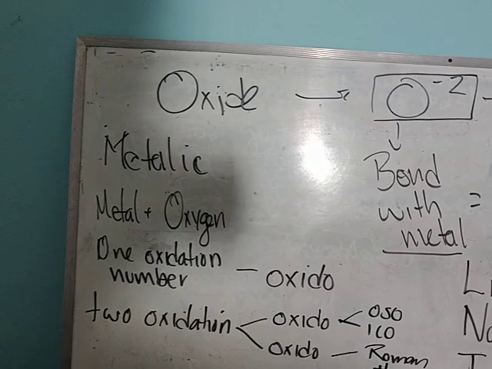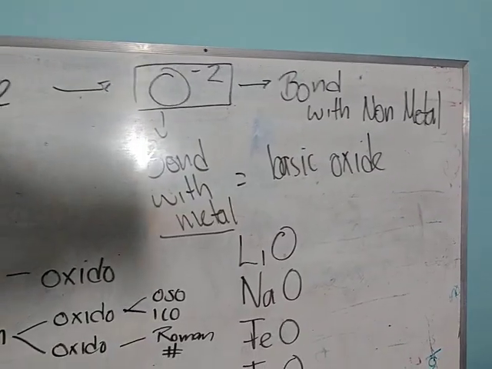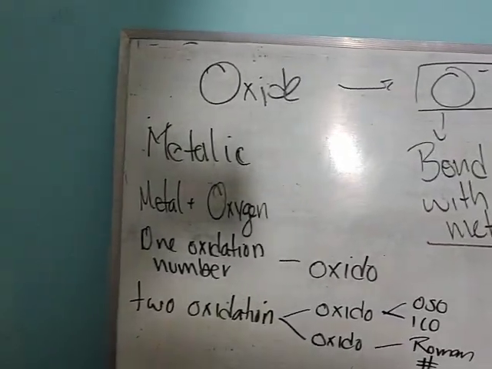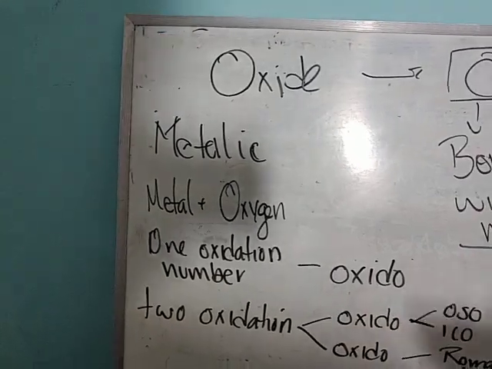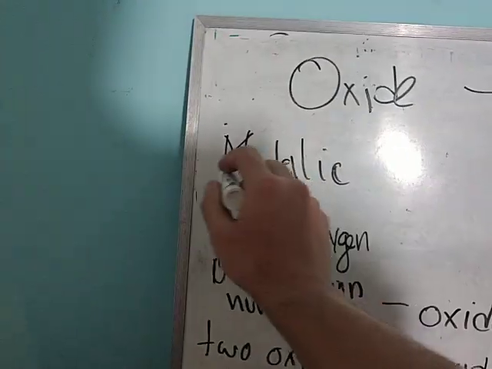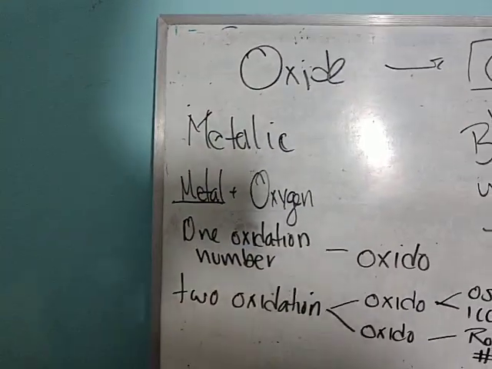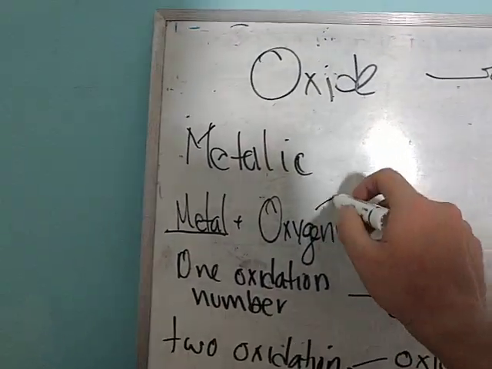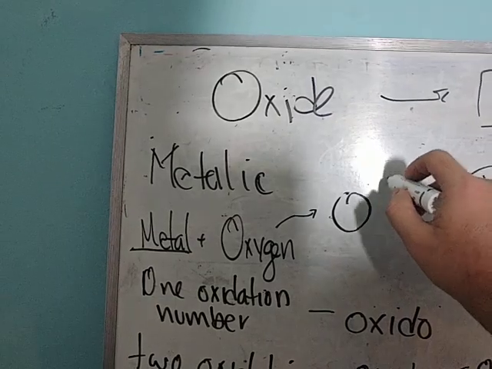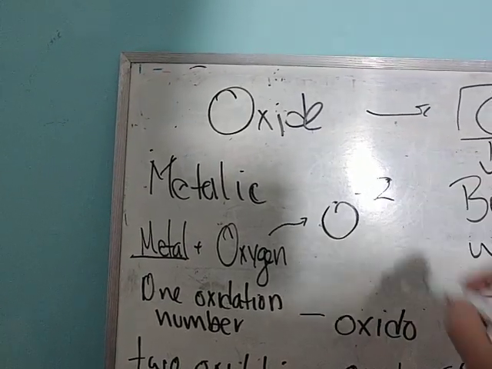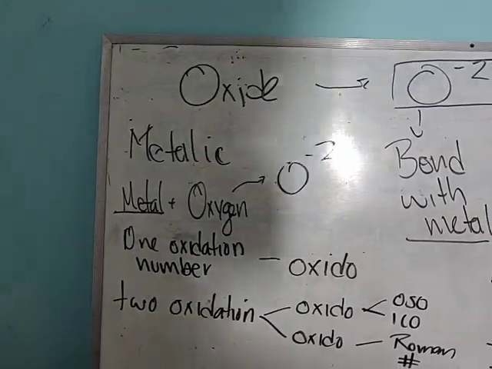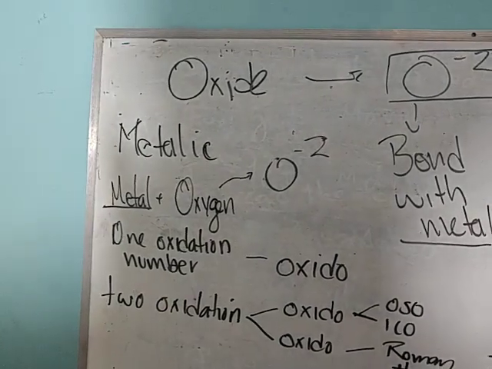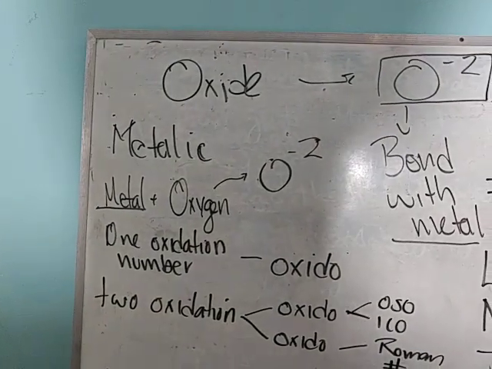First, we're going to start with the metal part, with the basic oxides. The oxide that we're going to start working is the metallic, or the basic one. Why metallic? Because the first part is a metal, and then the oxygen. Don't forget that the oxygen works with a -2. The oxidation number that we're going to have is -2. That's the first part and the most important, okay?